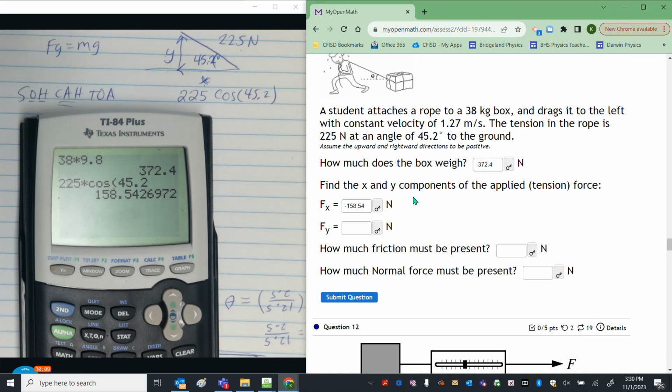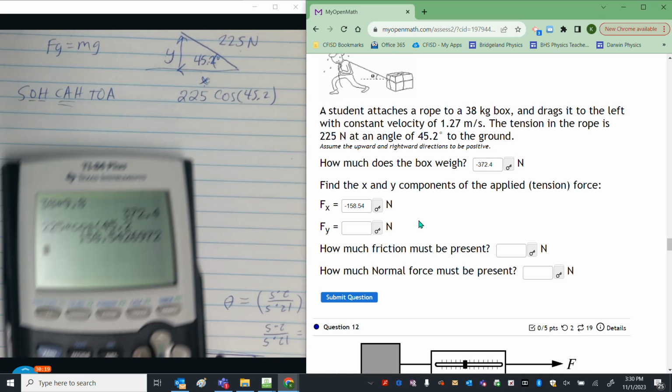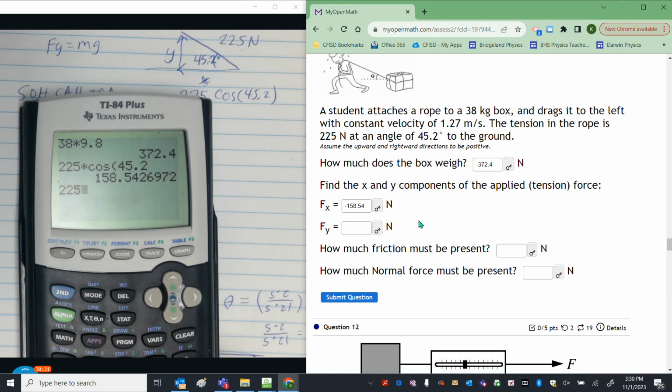We're not going to get a negative when we solve for it. You just need to look at the picture and realize, oh, that's going in the negative direction. My y component is going in the positive. It's up. To do this one, it's 225 times sine 45.2, and we get 159.65. These make sense being really close to each other because this angle is almost 45 degrees. So those are reasonable numbers.